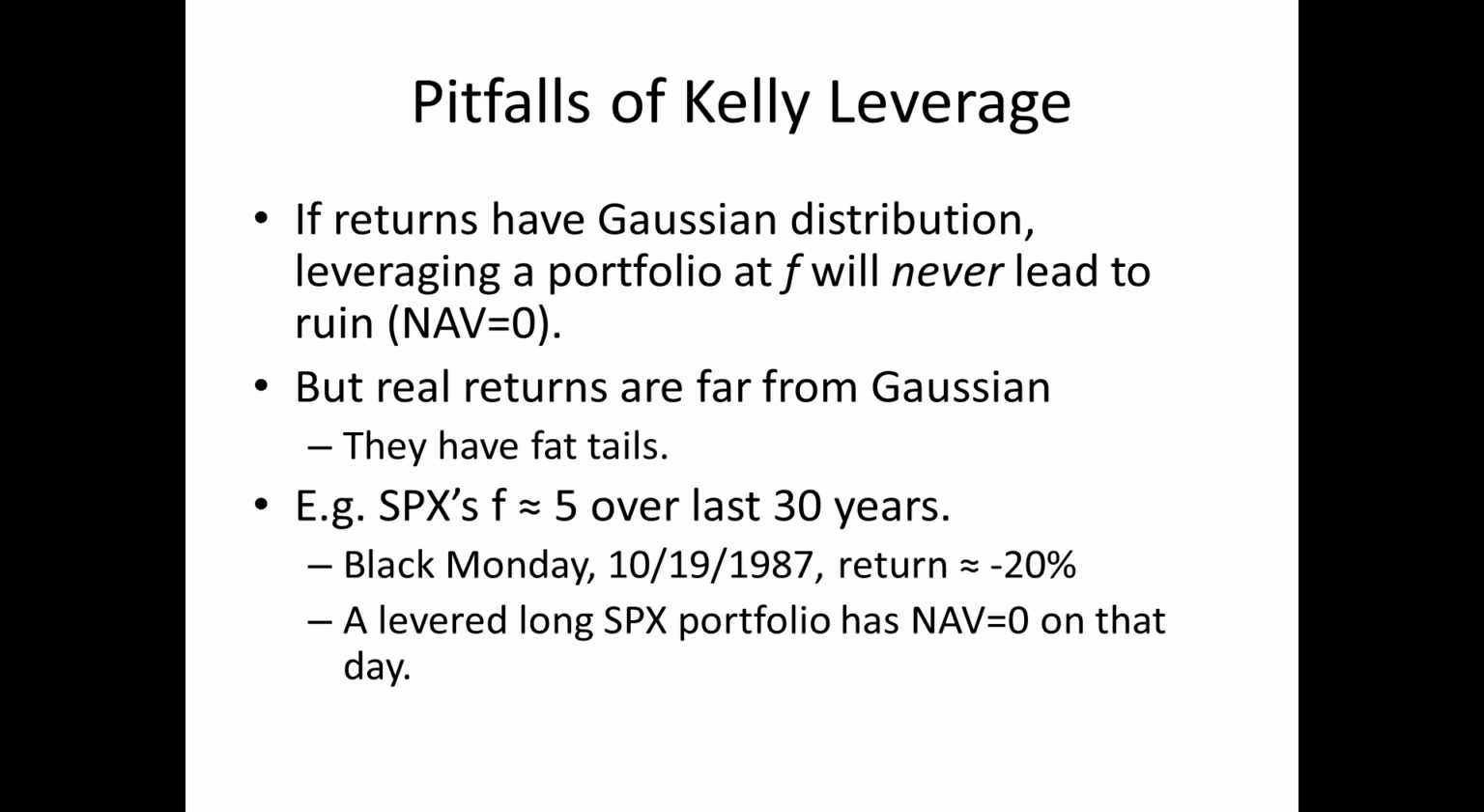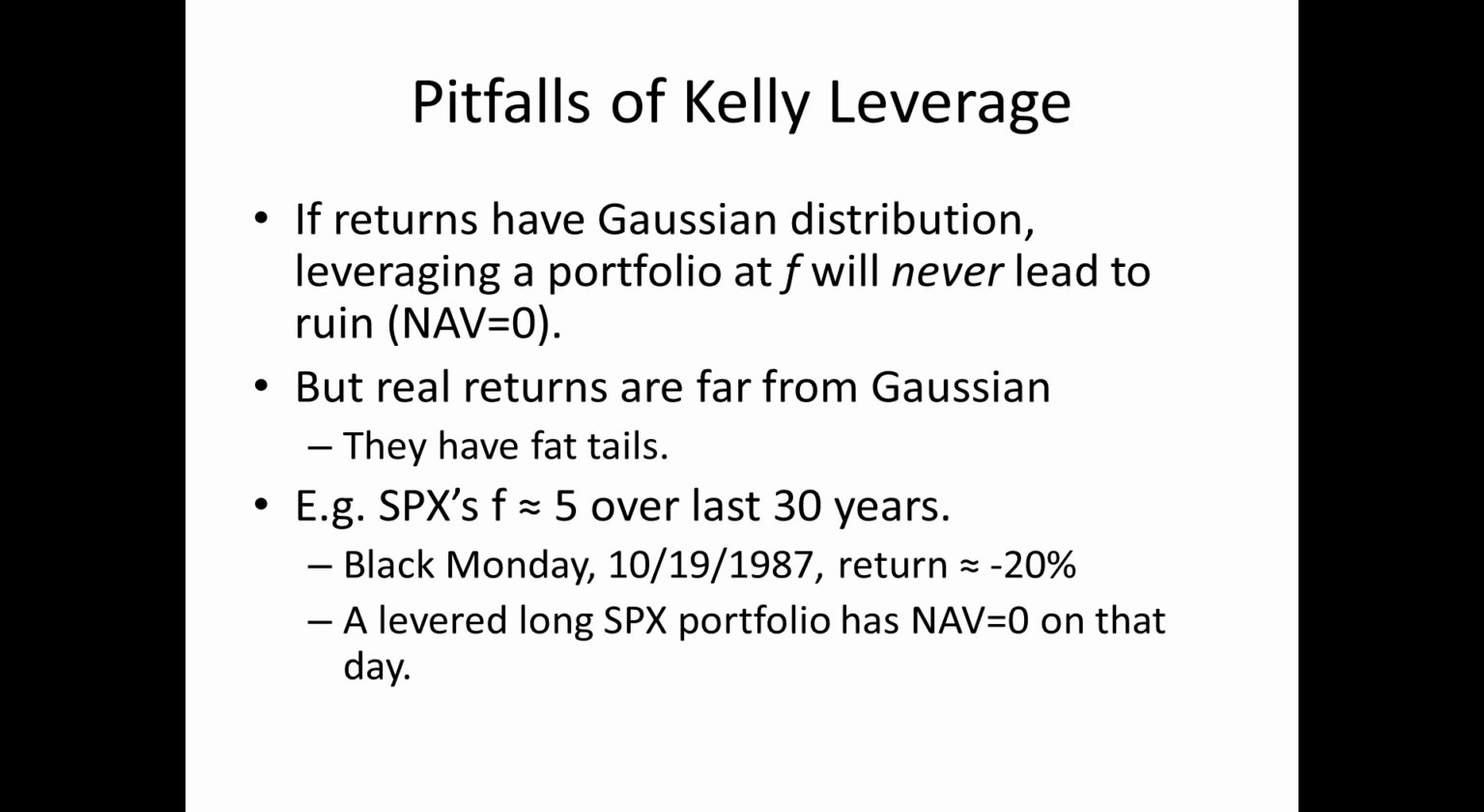But that doesn't give us much comfort, because real returns, as everybody knows, are not really Gaussian. In fact, they are very far from Gaussian. They have fat tails. A good, quick, real-life example to show you that Kelly leverage doesn't really protect you from ruin is to look at the S&P 500 index. If you look at the historical return of the S&P 500 index and calculate the Kelly optimal leverage, it's going to be about 5 over the last 30 years.